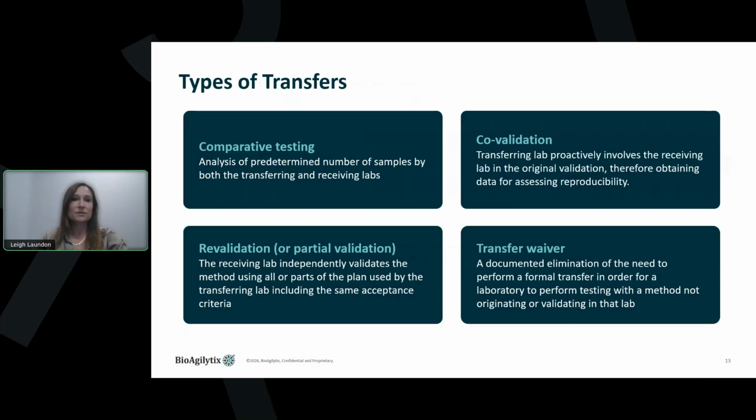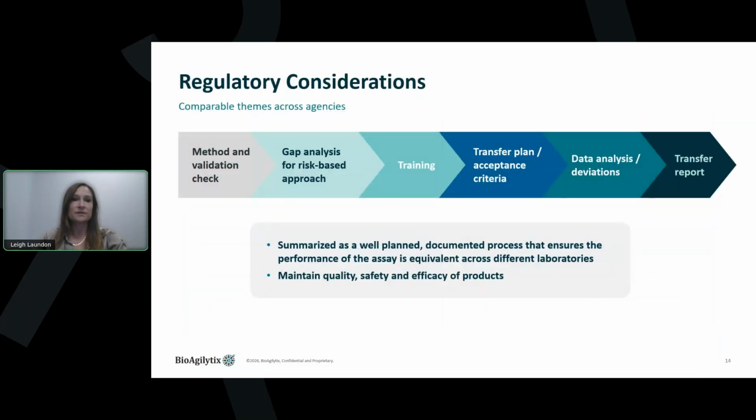So moving on to the transfer itself. Like I said, we have regulatory documents that guide us in how to perform the method transfer, and there are a variety of themes that are pretty typical across all the agencies, and the process is broken down into the basic steps that you see here. So we start with a paperwork exercise, doing a method validation check and a gap analysis. So reviewing the method itself, the protocol, and pinpointing any risks that we see in the transfer process based on historical data that we've already acquired on that method.